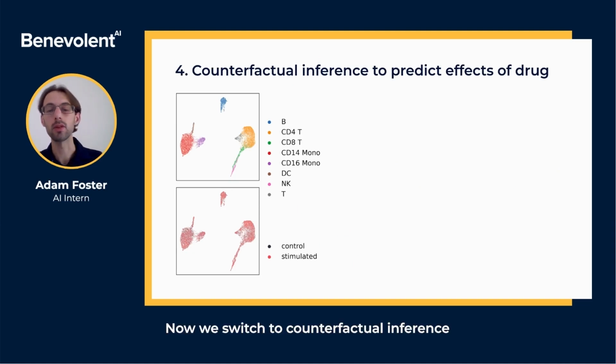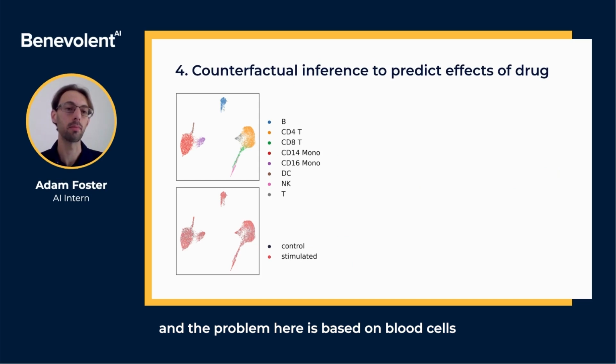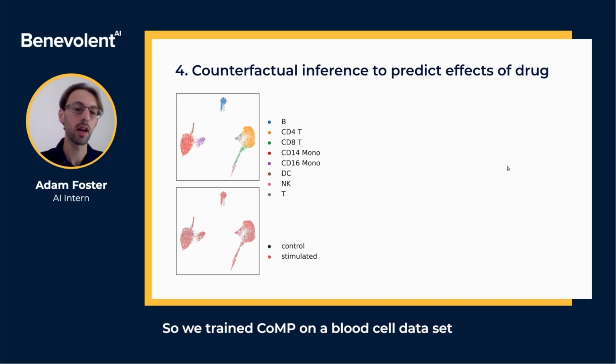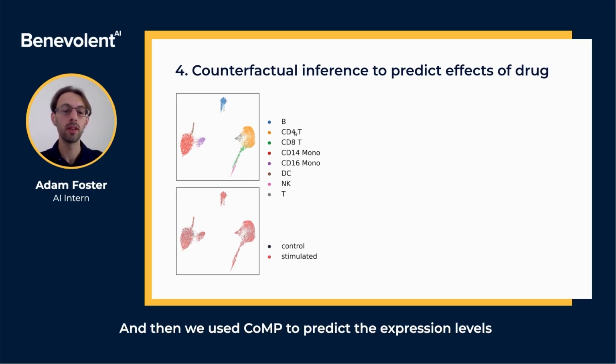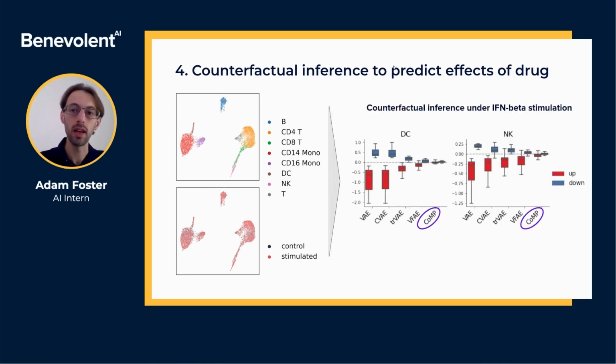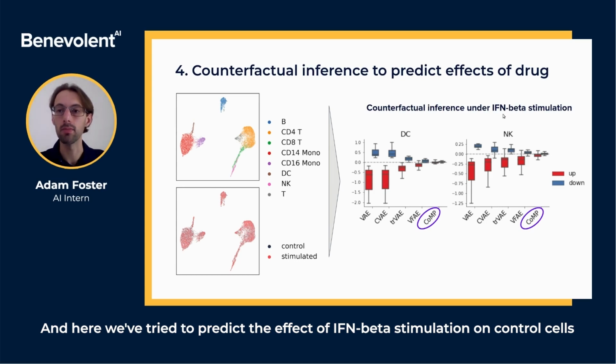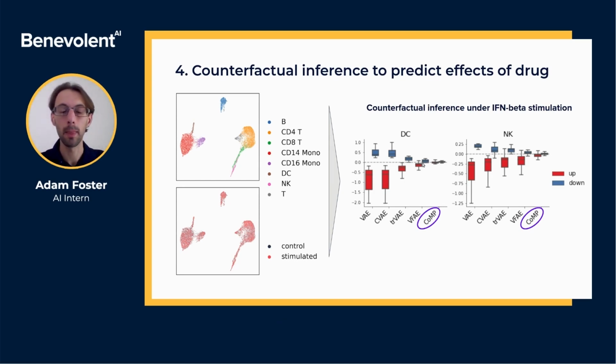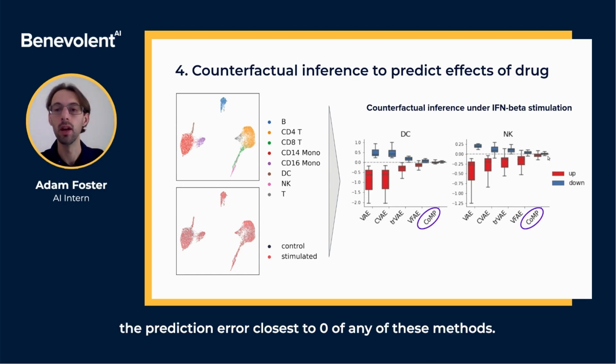Now we switch to counterfactual inference, and the problem here is based on blood cells. So we trained comp on a blood cell data set, and then we used comp to predict the expression levels of certain well-known differentially expressed genes when a drug is applied. And here we've tried to predict the effect of IFN beta stimulation on control cells. We looked at 2 cell types, DC and NK, and here a perfect prediction would be 0, so neither sort of over or under predicted. And we can see comp clearly gets the prediction error closest to 0 of any of these methods.